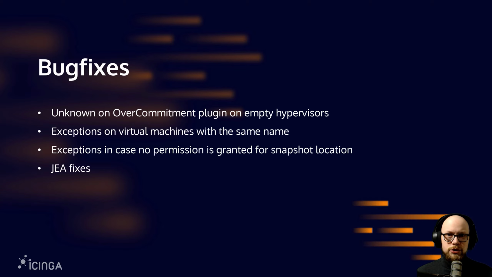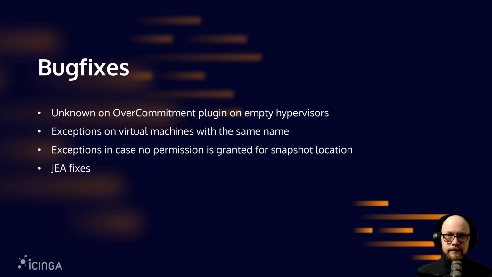We fixed an exception when multiple virtual machines were present with the same name as virtual machine. That caused an exception, which is now fixed. We switched to the internal ID for storing data internally. So basically now you can have 5 machines named CentOS 8 or whatever, and everything will work fine there.